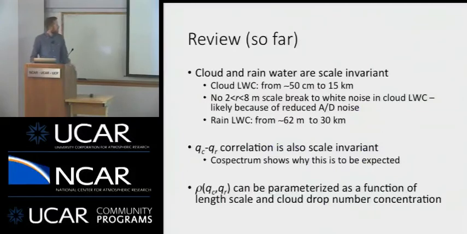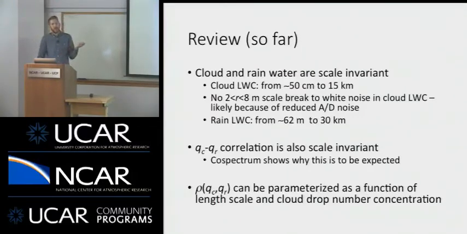So let's review so far. We've established that cloud and rainwater are scale invariant, for cloud liquid water, from about 50 centimeters to 15 kilometers. And we don't see a 2 to 8 meter scale break here, which we think is likely because of reduced analog to digital noise, so basically signal processing choices that are different from aircraft to aircraft. For rain liquid water, on the other hand, it's a much larger scale break from 62 meters all the way up to 30 kilometers.